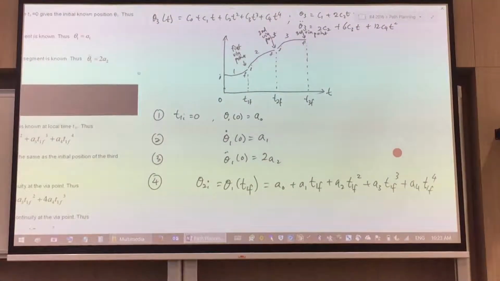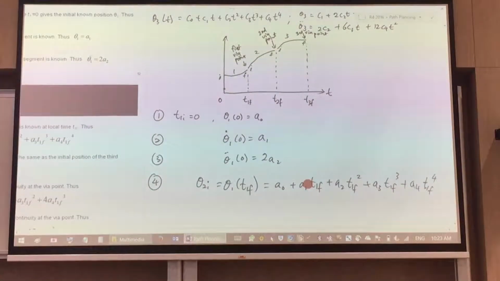So you could see that as you write, if you don't have a steady mind, you may write just TF. You will lose some marks if you write TF instead of T1F. Because that TF can be any of these. These are all the final points. But which segment is it?